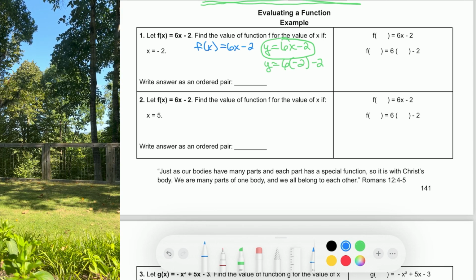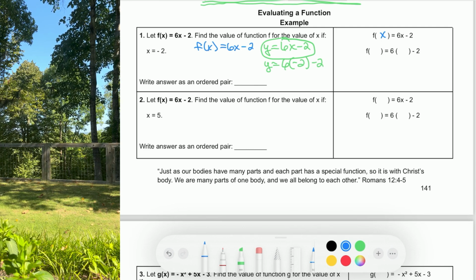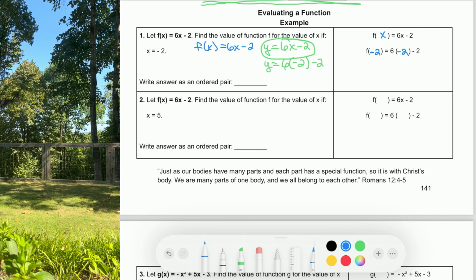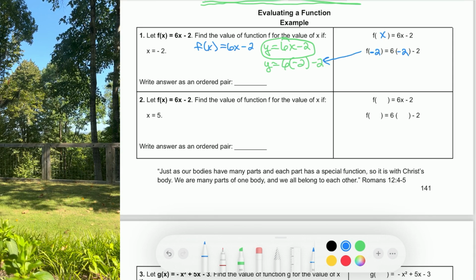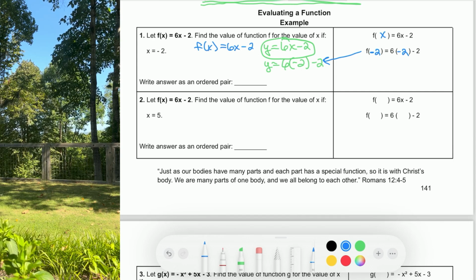So over here on the right, we had f of x equals 6x minus 2. But they said, well, what if x is negative 2? So I'm going to replace all of my x's with negative 2. And it'll look like this. Very similar to this right here, right? The only thing is we have f of -2 instead of a y, but it's the same thing.